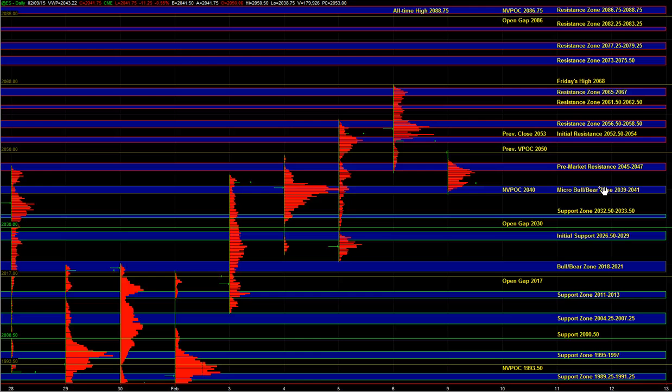Let's see if the buyers can defend the 39 to 41 area, which will help us adjust the bias on the day, and we'll take it from there.